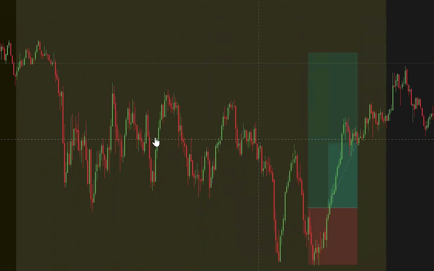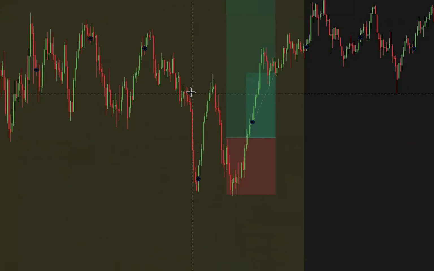Whereas in our other moves, we can see chop, chop, chop, chop. Price is literally accumulating for another manipulation move so it can do what it wants to do.